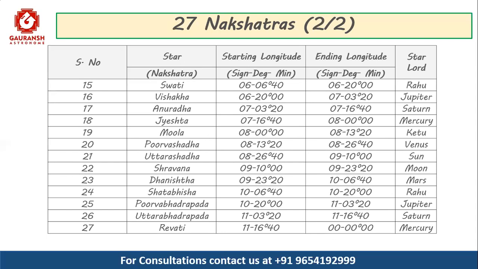Mula is ruled by Ketu again, Purvashada, Venus, Uttarashada, Sun, Shravana, Moon, Dhanishta, it is Mars, Shadvisha, it is Rahu, and Purva Bhadrapada, it is Jupiter, Uttara Bhadrapada, it is Saturn, and Revati, it is Mercury.